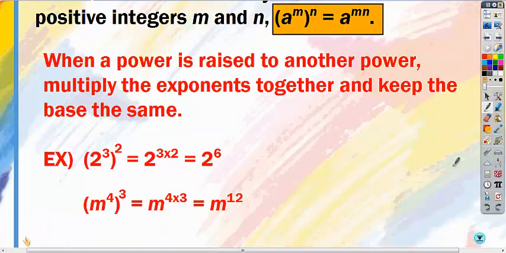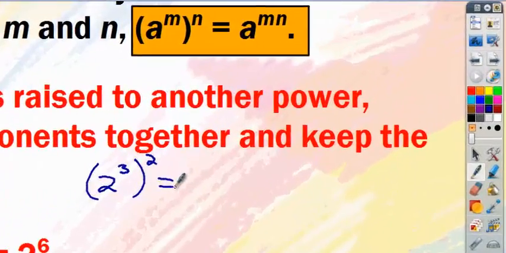So for the first example here, we have 2 cubed squared, right? And the property says if you have a power inside and a power outside the parentheses, you multiply the 2 powers together. So we took 3 times 2 and got 6. So that's using the property. So I'm going to actually write this out by hand and let you see where the property was built out of. So what does it mean to square something?